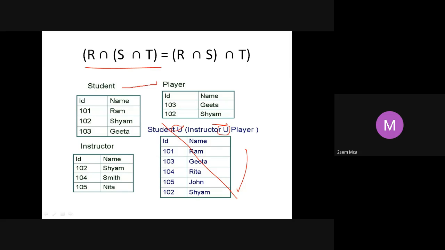Yes, ma'am. Student and player are union compatible because what do we mean by union compatible? There are two conditions under union compatibility to be satisfied. If these two conditions are satisfied, then we say they are union compatible. What are the two conditions? Domain of every attribute of student should be same as domain of every attribute of player. That's the first condition. Second condition, degree of student and degree of player should be the same. Degree means the number of attributes or the number of columns.